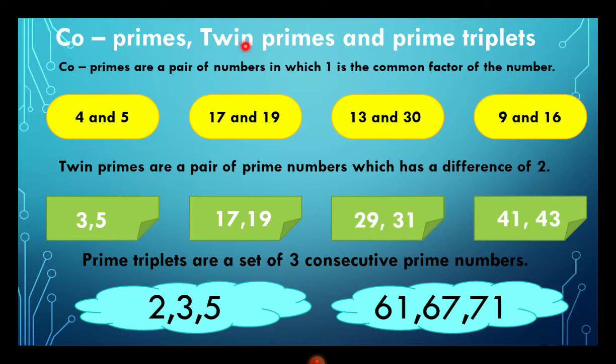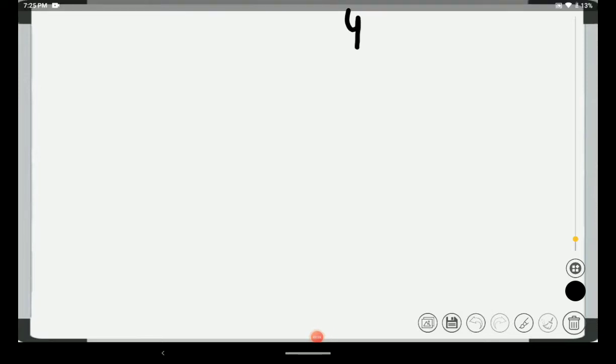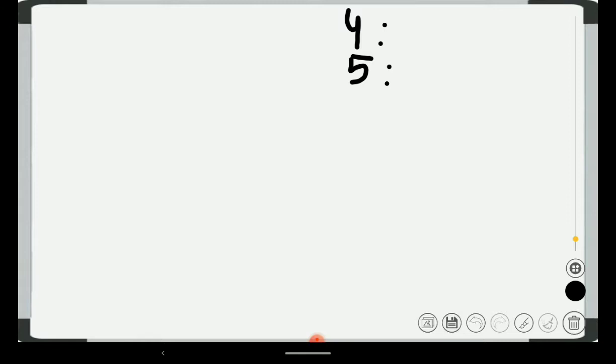Now, coprimes, twin primes and prime triplets. Coprimes are a pair of numbers in which 1 is the only common factor. Let's see all the examples in detail. I have given 4 and 5, 17 and 19, 13 and 30, and 9 and 16. The first example is 4 and 5. The factors of 4 are 1, 2 and 4.